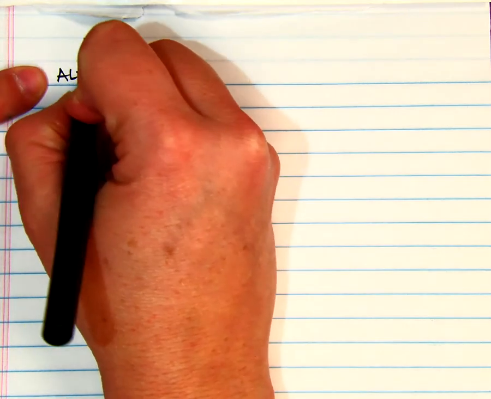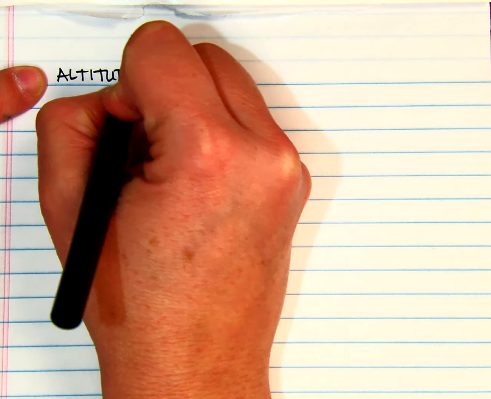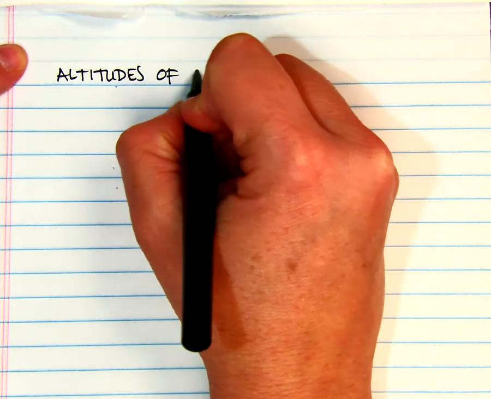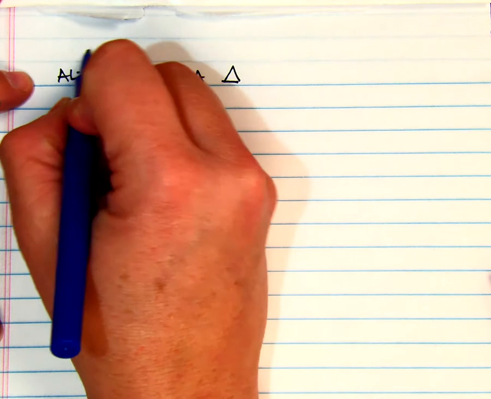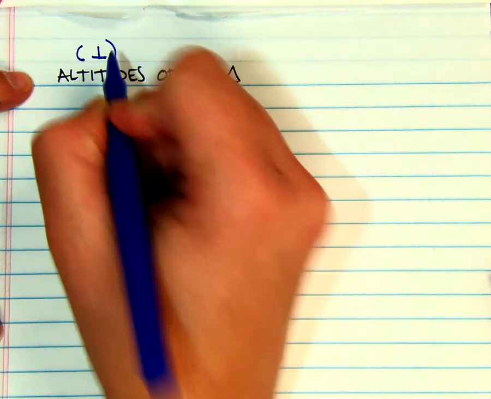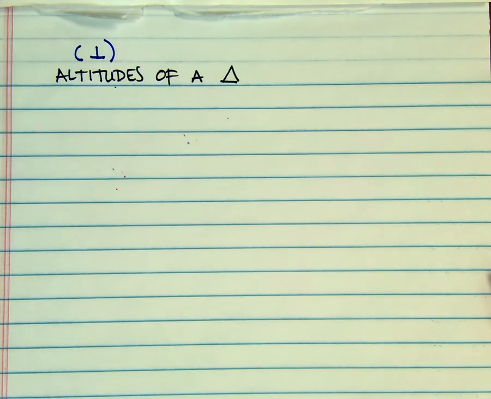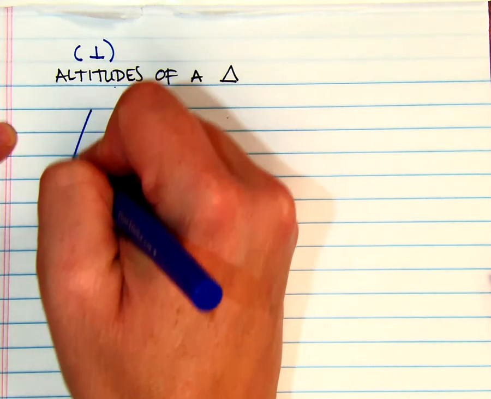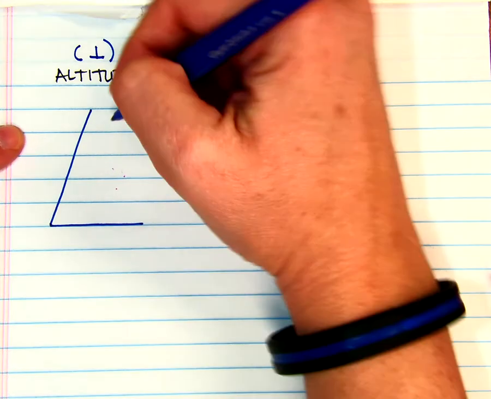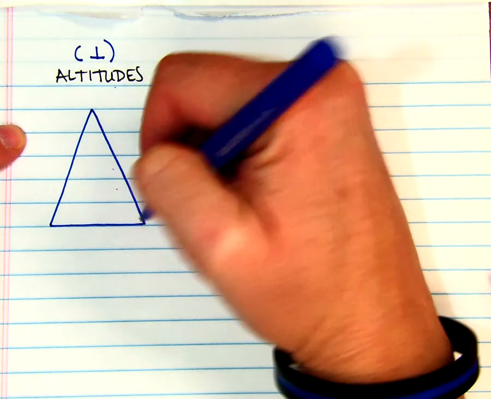Okay, so again, we're talking about our special segments in a triangle. So tonight we are going to do altitudes of a triangle. When you think of an altitude, you should be thinking of height. You should be thinking of perpendicular. Okay, so we're looking for the segments that are perpendicular. I'm going to draw an isosceles here.